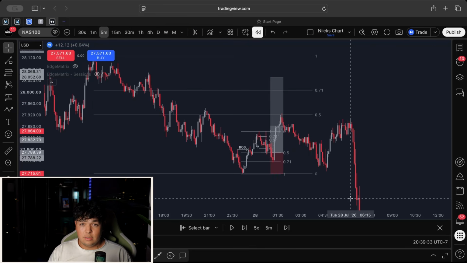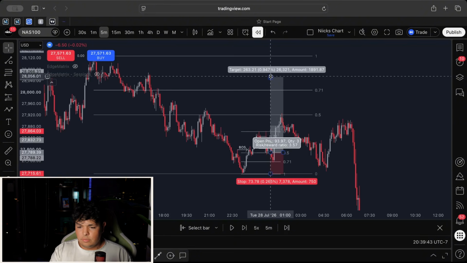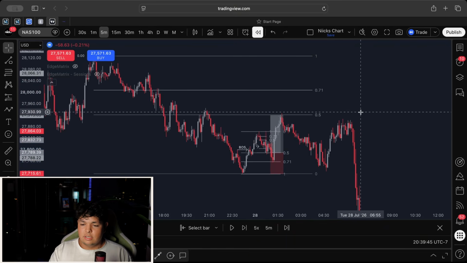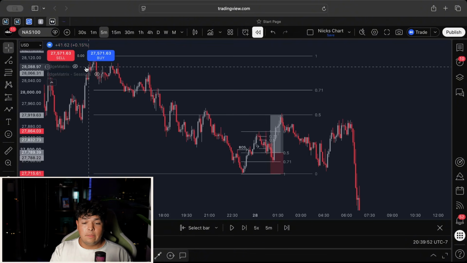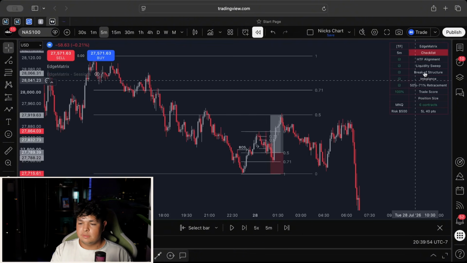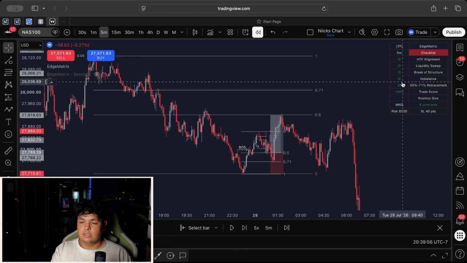I'd rather make $500, I'd rather make $1,000, than go for 3, 4, 5,000 and then end up getting taken out at break even. Truly, super simple. But the most important part here, guys, on both of these trades, and what I'm doing every single day to make sure that I'm identifying my setup, is this Edge Matrix, this checklist. What is this checklist?